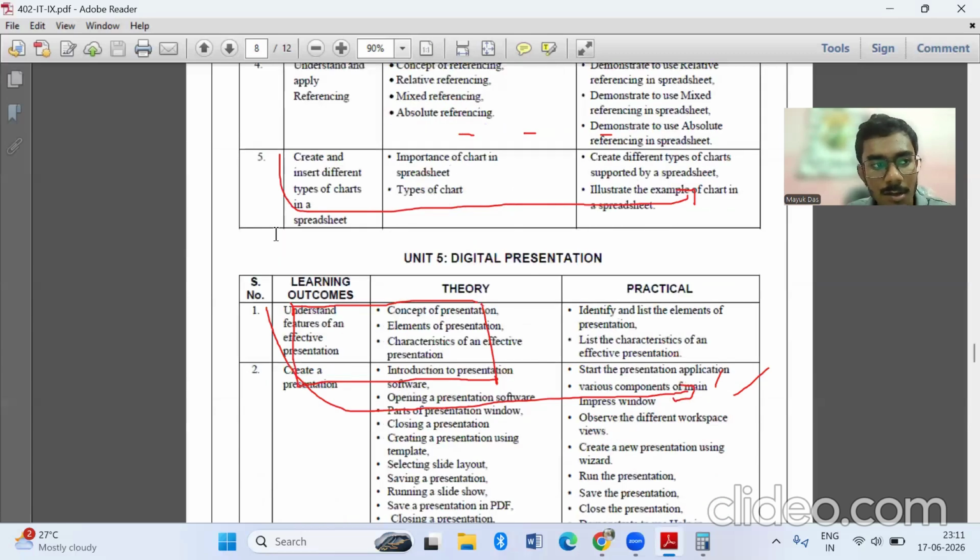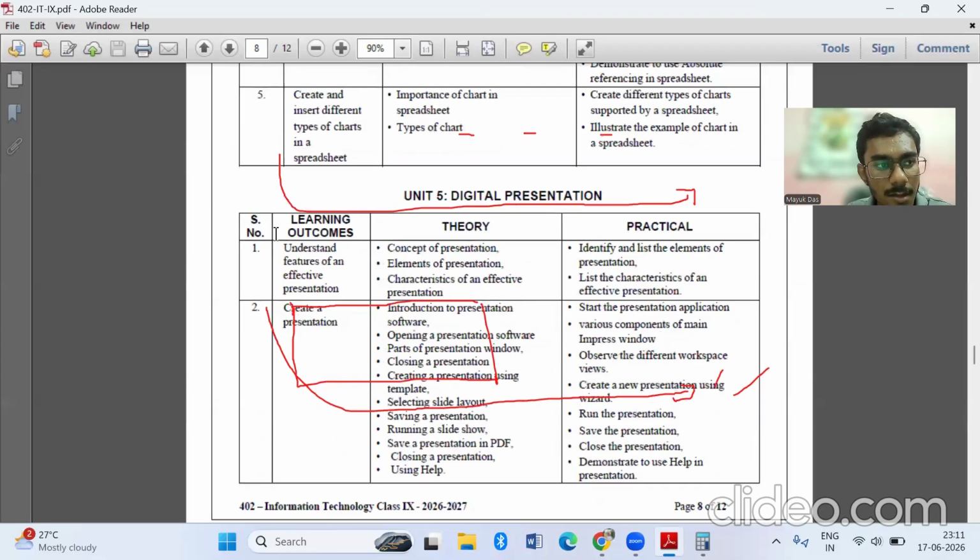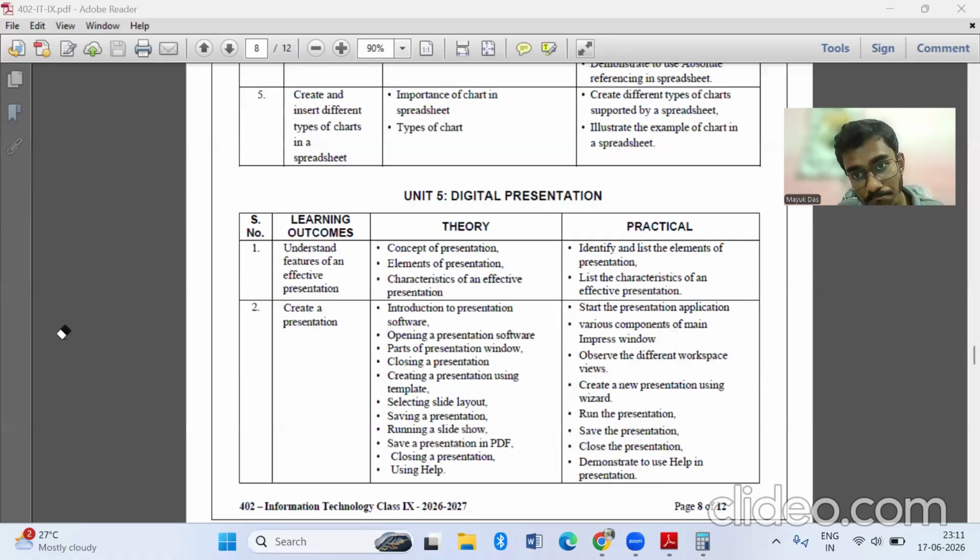Actually, from my point of view, it should be Microsoft Office. But I don't know why CBSE has prescribed LibreOffice, because 90% of the offices, you say IT, you say non-IT, everywhere Microsoft Office is used. Microsoft Office Word, Microsoft Office Excel, Microsoft Office PowerPoint, everything is used under the Microsoft Office suite.